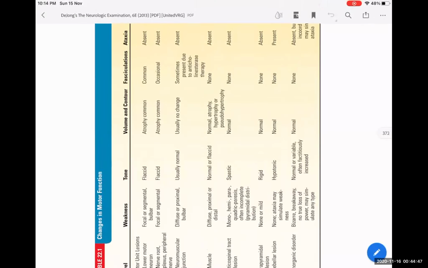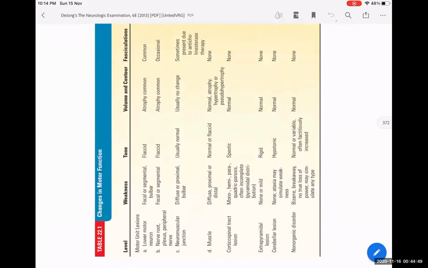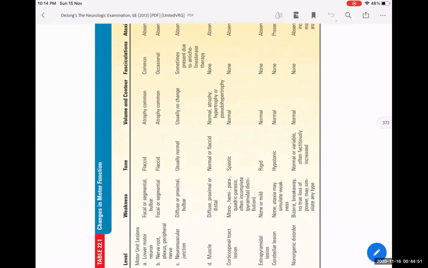Then these are some of the associated signs. If you look at the corticospinal tract lesion, you'll have a monoparesis, or any pattern is possible, preferably a pyramidal tract pattern of weakness. What is the pyramidal tract pattern of weakness? Distal more than proximal, with the fine muscles of the hand being involved, and the preferential tone pattern and the preferential weakness pattern. Tone is always spastic, but always remember there is a possibility of the patient being in a state of spinal shock.